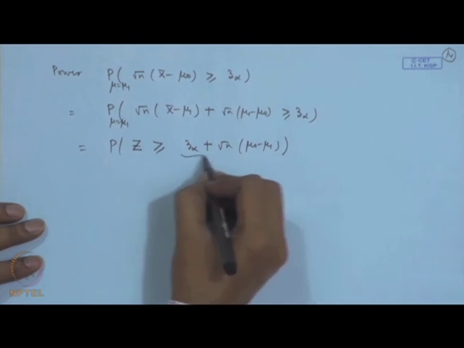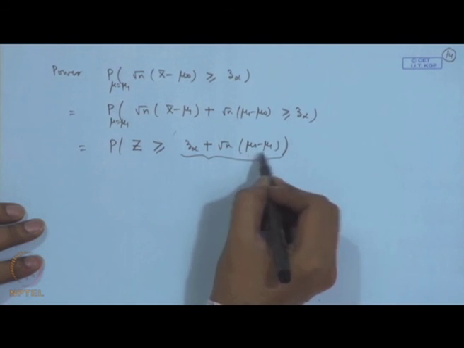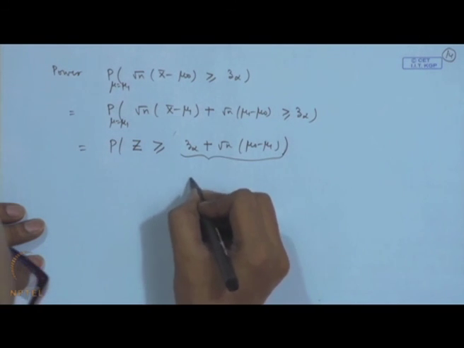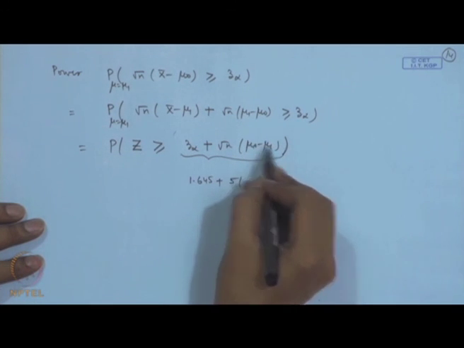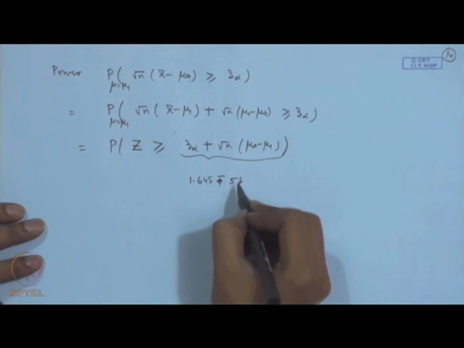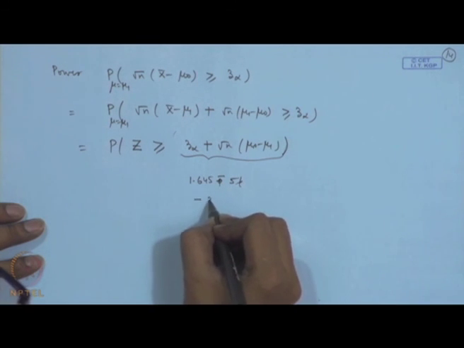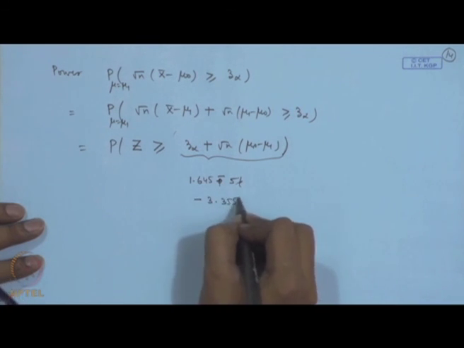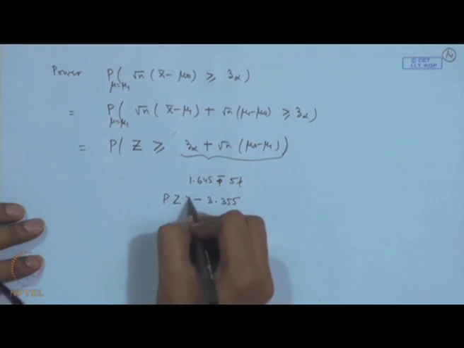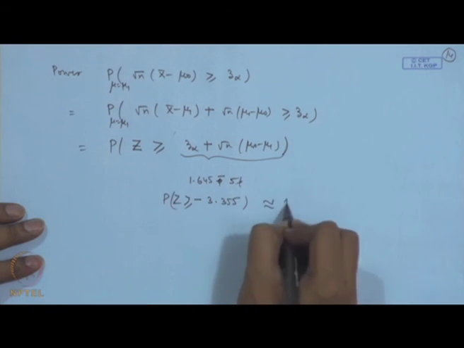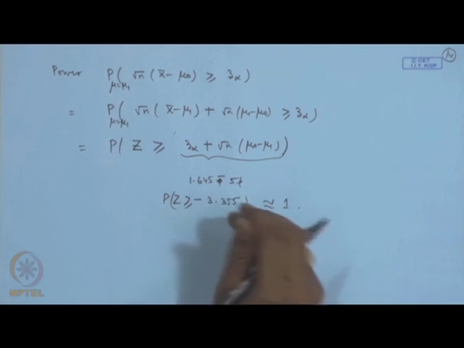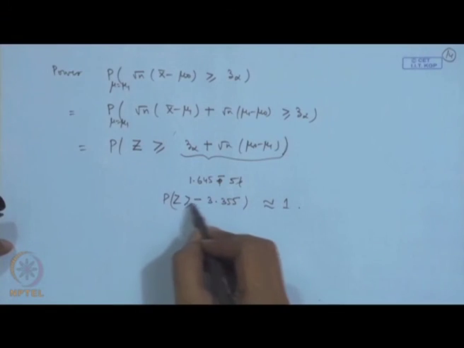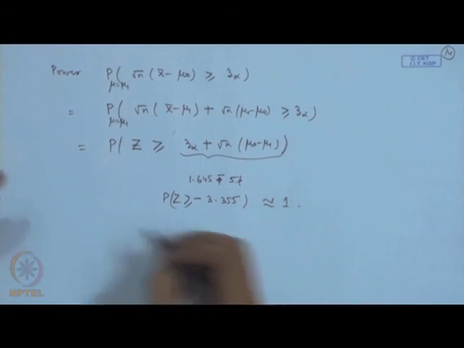So, this can be again evaluated. For example, in this particular case we had taken z alpha equal to 1.645 plus 5 times mu naught minus mu 1, which is minus 1. So, this is minus 5. So, that is equal to minus 3.355, that is probability z greater than or equal to this, that is nearly 1. So, the power of this test in this particular case is almost 1. So, it is good, because in the normal distribution case this probability is almost 1.